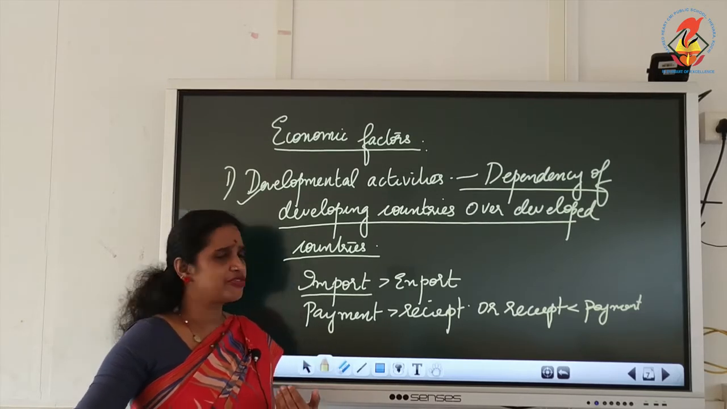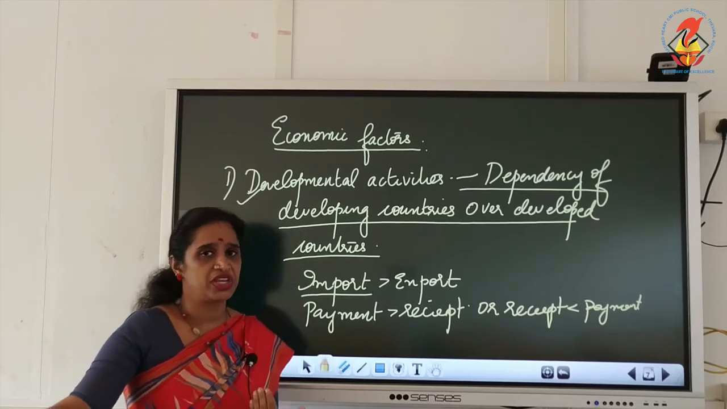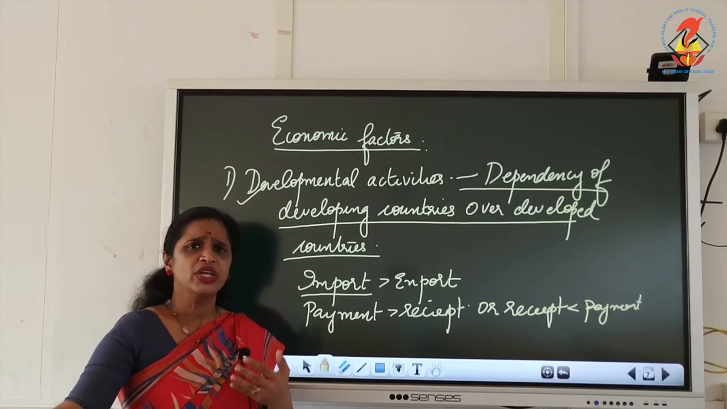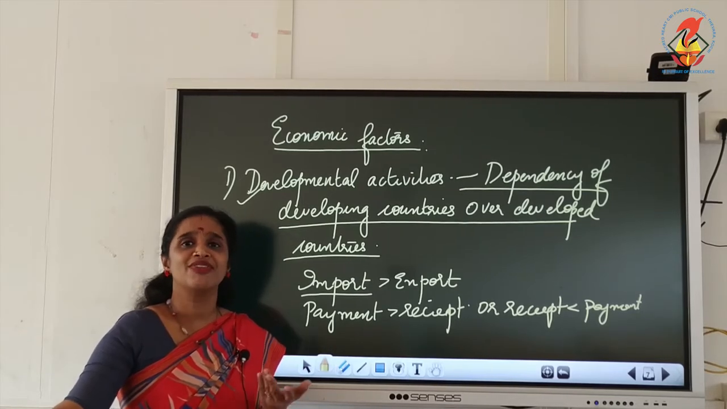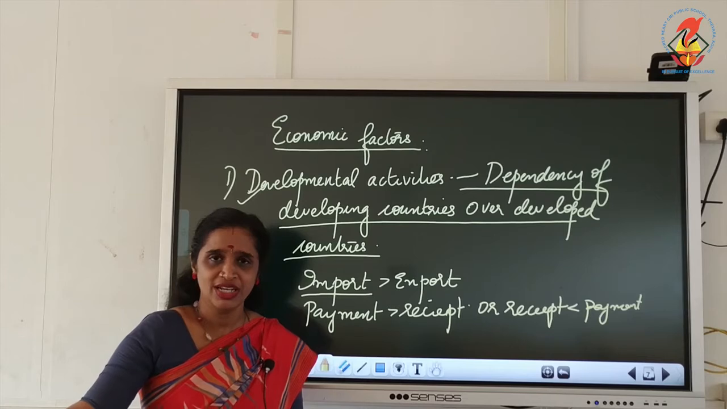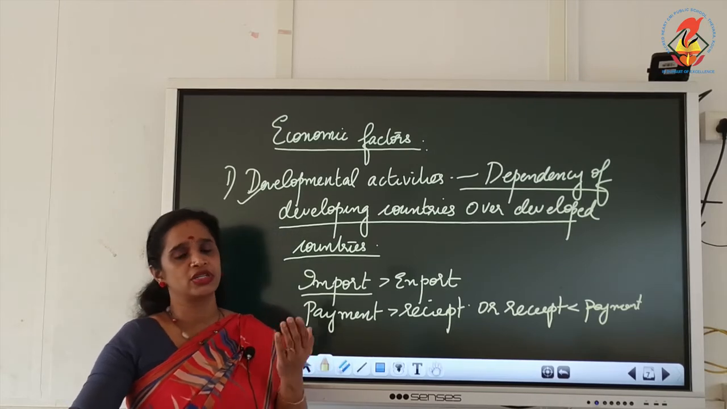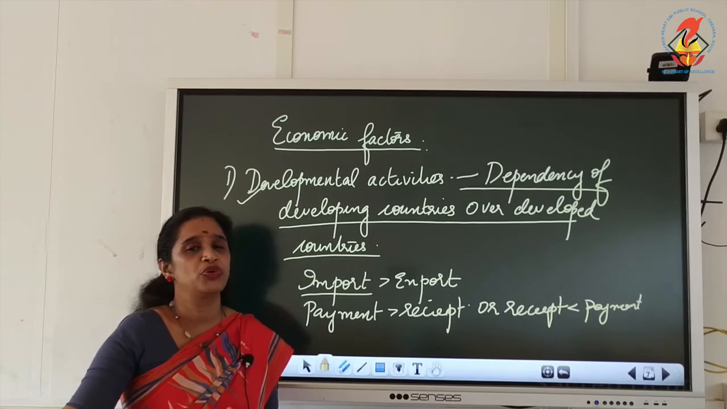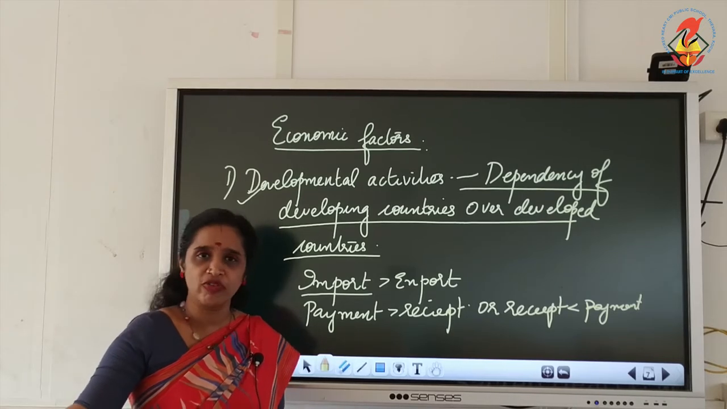So, what do we have to do to correct the situation, because we have a deficit in the BOP? To correct the situation, reduce the dependency on the developed countries. That is a government measure that is not there in your chapter. The government can take different measures, can find a solution to reduce the over dependency.